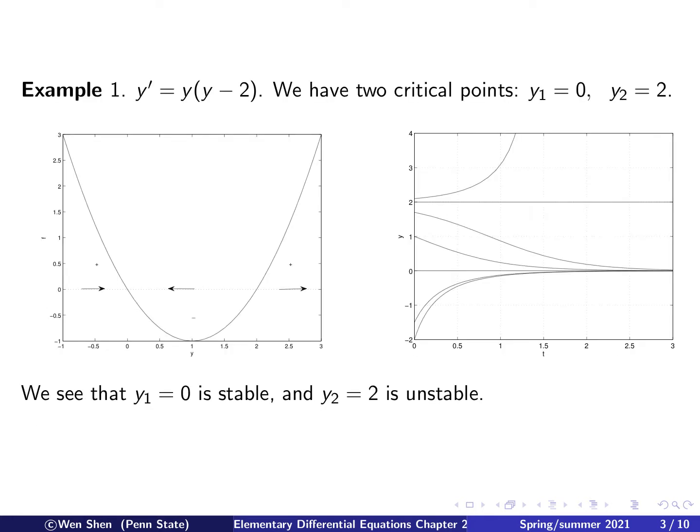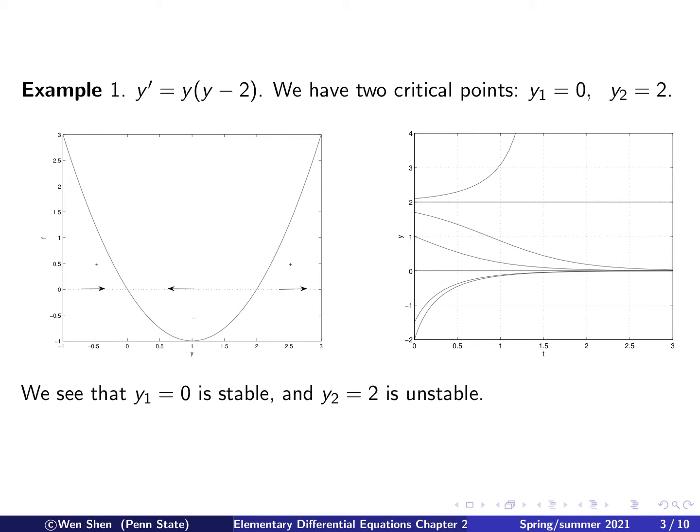Okay, let's look at an example. My equation is y prime equals y times y minus 2. That's my f of y. Let's locate the critical points. It's already written in factorized form, so it's very easy to find two critical points. One is when y is 0, and the second is when y minus 2 is 0, so when y is 2.